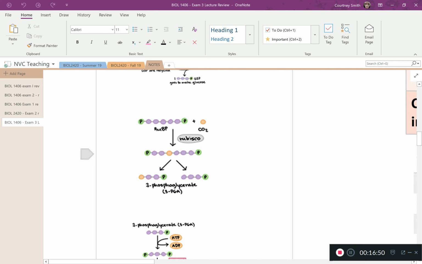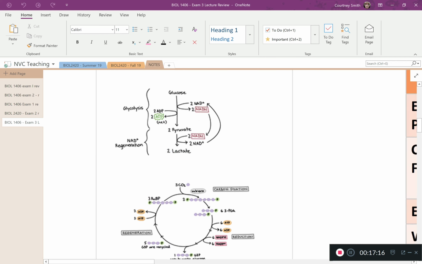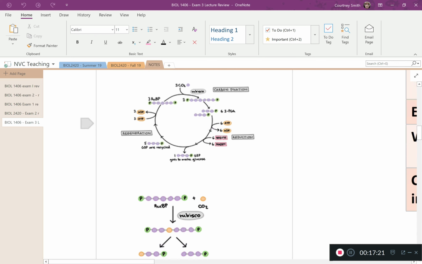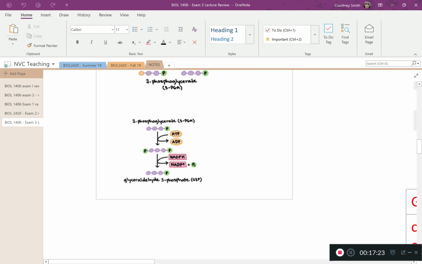So right here, this is the actual step of how we get that 3-PGA molecule. So we have the RuBP, it will combine with carbon dioxide, so that is why we have a 6-carbon. And then it'll get split down the middle. And if it gets split down the middle, then we're going to have 3 carbon molecules with the phosphorus, and then 3 carbon molecules with the phosphorus. So that's the carbon fixation process, whereas this is the reduction process right here.